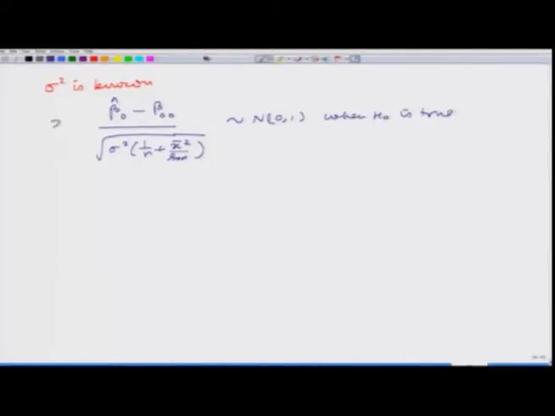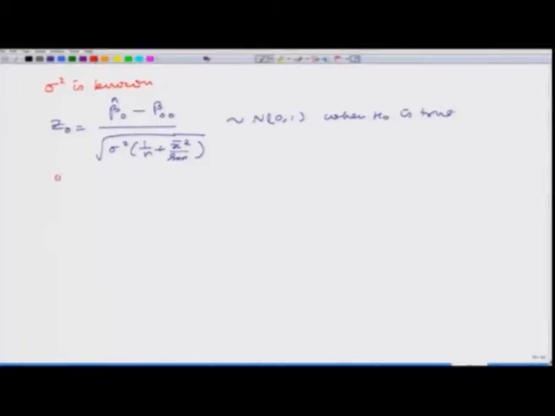First, we consider the case when sigma square is known. In this case, we can write beta 0 hat minus beta naught naught divided by the square root of the variance of beta 0 hat, which is sigma square times 1 over n plus x bar square over Sxx, and this follows a normal 0, 1 distribution when H naught is true, right. This we call the Z statistic, denoted by Z naught.